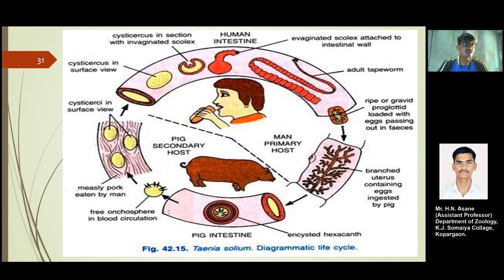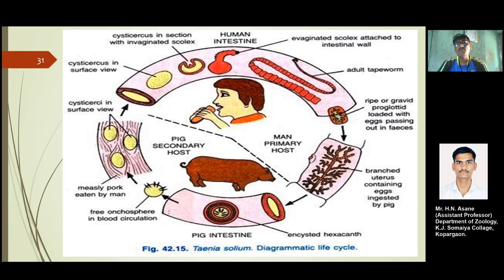The cysticercae in the surface view, as you can see the circular things, are also known as the bladder. The cysticercae in the surface view lead to the cysticercus in section with the invaginated scolex. As you can see, the invagination happens and the scolex is going to mature in the human intestine. Then these invaginated scolex attach to the intestinal walls, invading the surface mucous membranes.